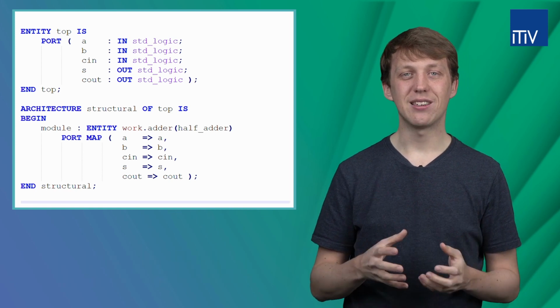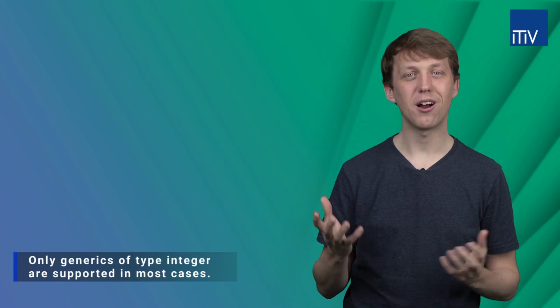Generics are defined in the same way as ports. However, in contrast to ports, they do not have a mode or direction. Generics are declared before the ports, and usually only generics of type integer or bool are supported. Let's have a look at an example.